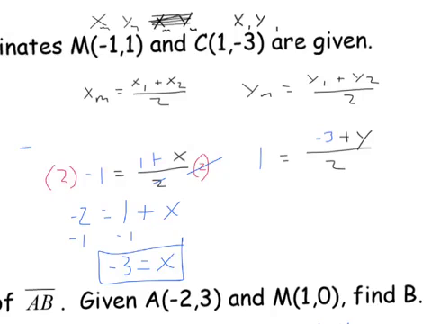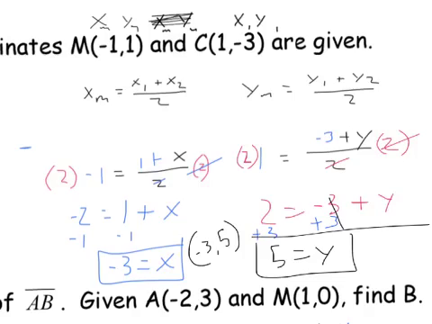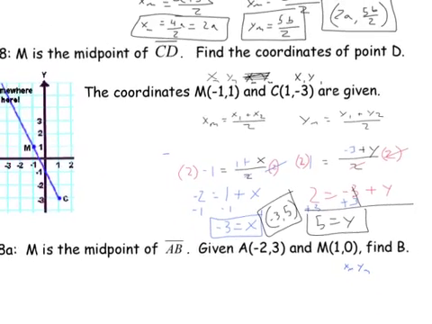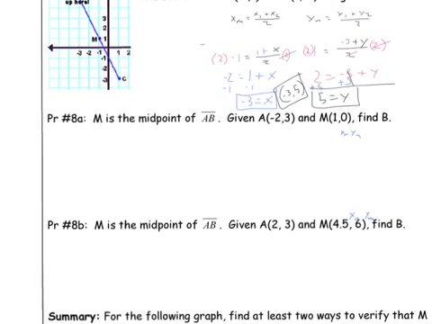Alright, and over here, I'm going to do a similar thing. We're going to multiply both sides by 2. So we get a 2 over here, and get these 2's to cancel out. -3 plus Y. Add 3, cancels, and we get 5 equals Y. So that means my final answer, or my other endpoint, is -3 comma 5. That's the point we're looking for, -3 comma 5. That's D.